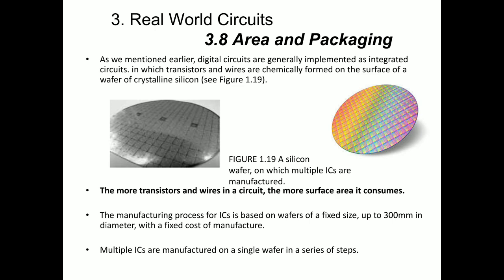When there are more transistors to be placed on a single integrated circuit and more wire connections to be done, then obviously more transistors require more area, and the integrated circuit area increases. When the integrated circuit area increases, we can accommodate only a few integrated circuits on a silicon wafer. Then we need to undergo manufacturing multiple times.